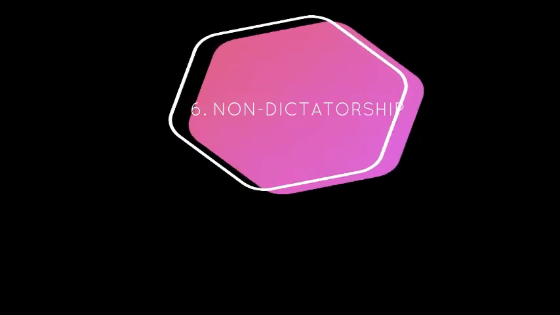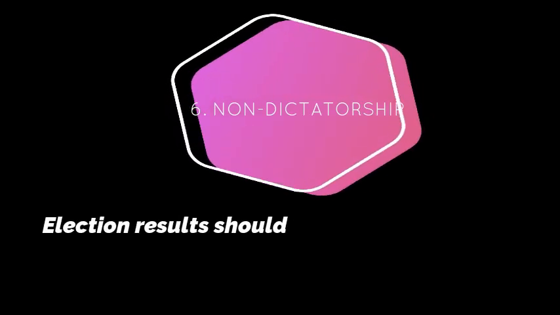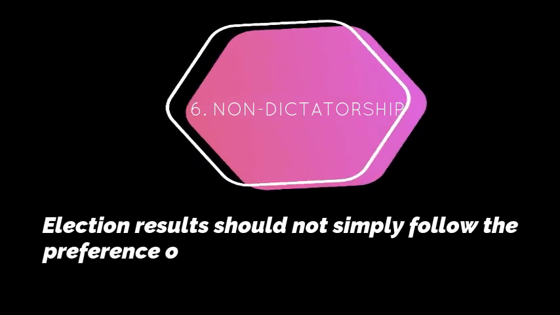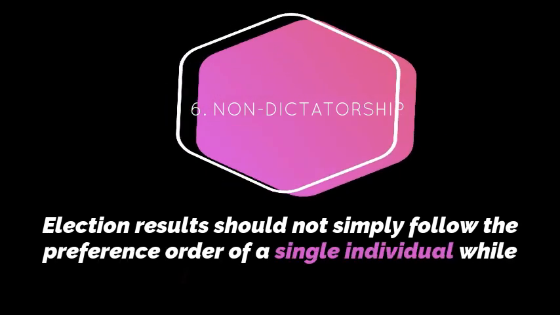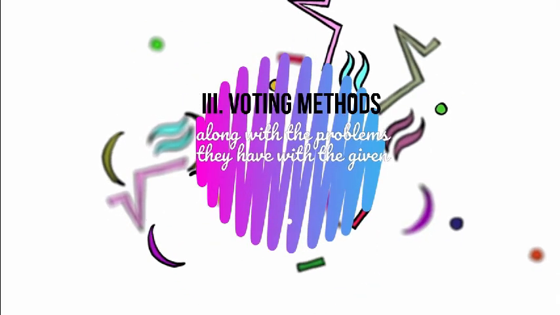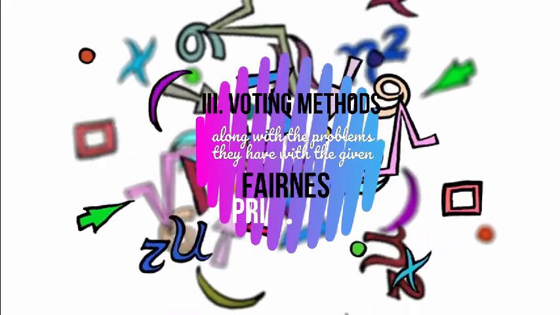This fairness principle states that the outcome of voting should not simply follow the preference order of a single individual while ignoring all others. Now, let's move on to the different voting methods and the problems they present with the discussed fairness principles. But first, what do voting methods even mean?